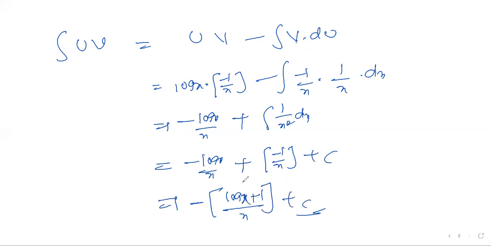Directly I'll take the entire common as x. Okay, this is the final answer. This is the way we need to approach the questions. Clear? Any doubt? Let us go to the next question. The third one is finished, and I'll try to go for the fourth question.